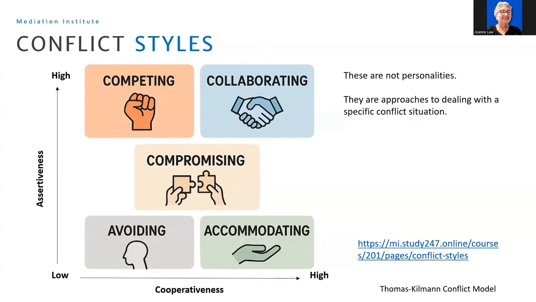Where we really want to get to in mediation is ideally up into this collaboration zone, where both people are expressing their needs and wants, their assertiveness is high, and both are thinking about how they can get what they need by helping the other person to get what they need. So their cooperation is high. If you're in some of these other areas, it's going to be problematic for your mediation.